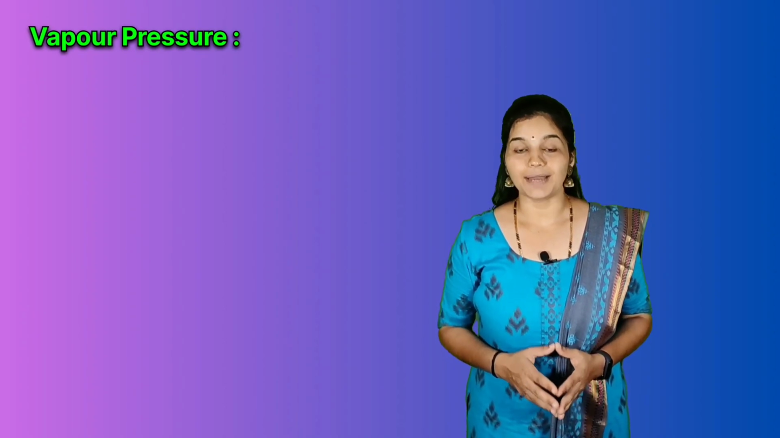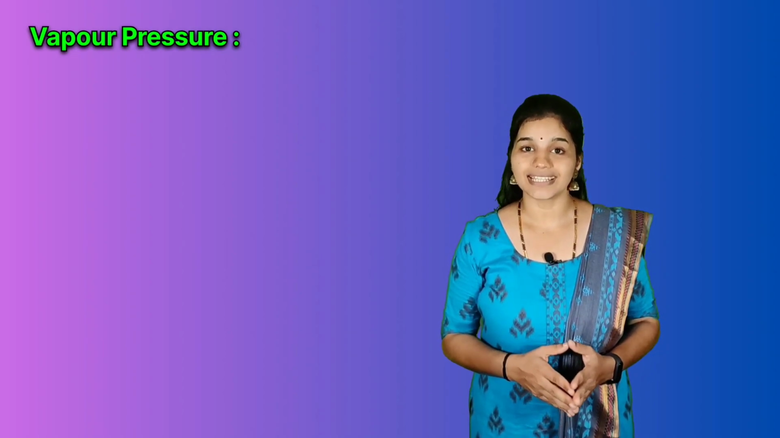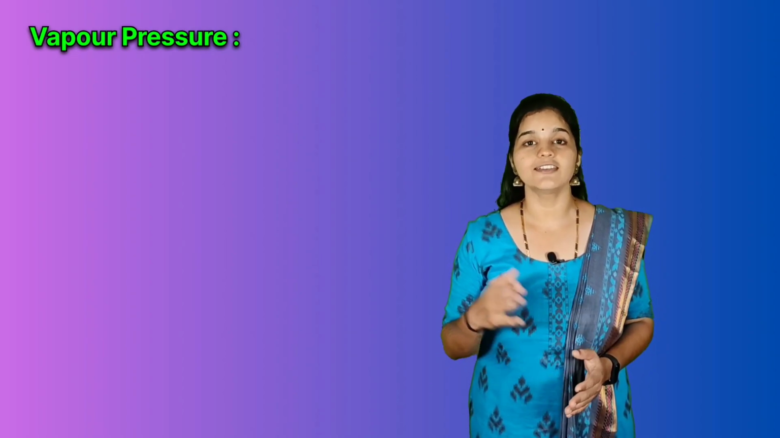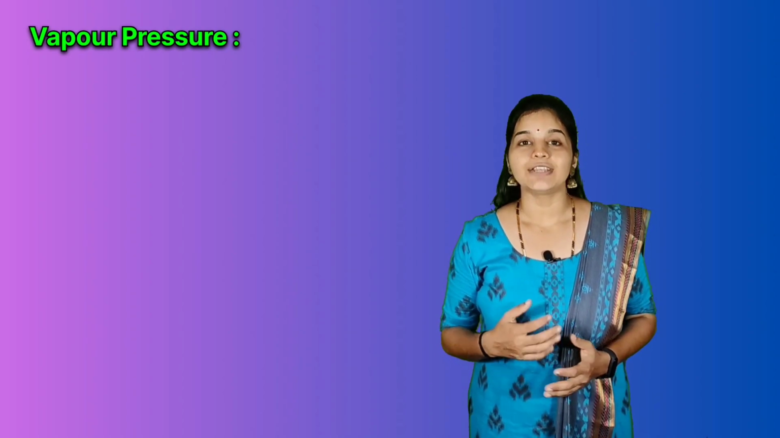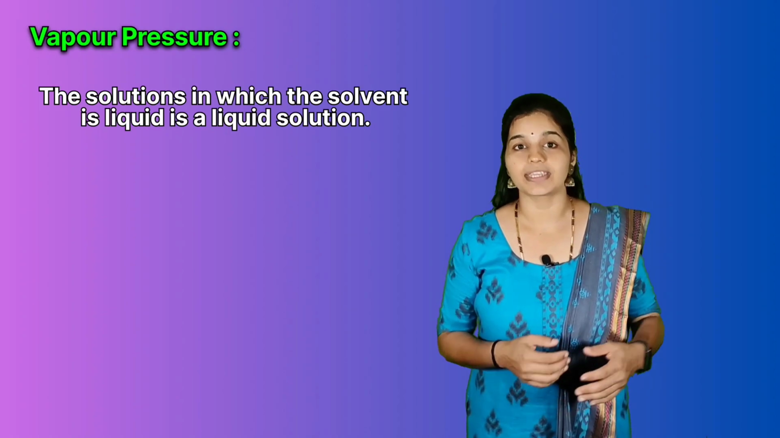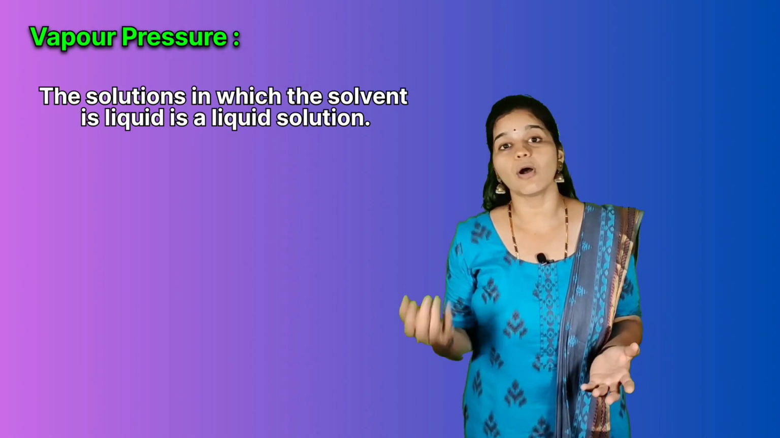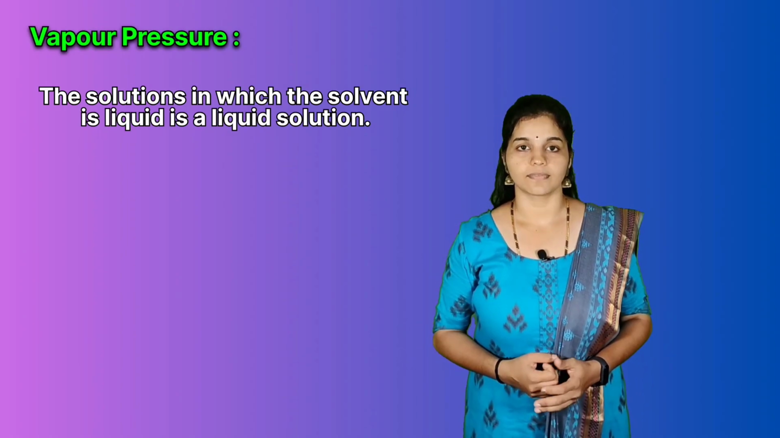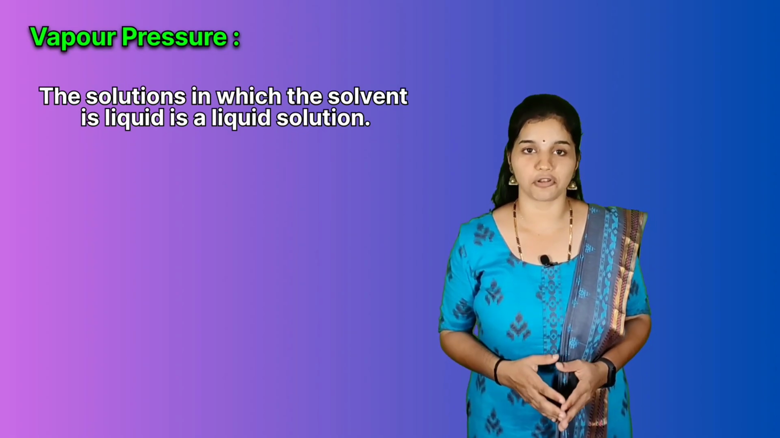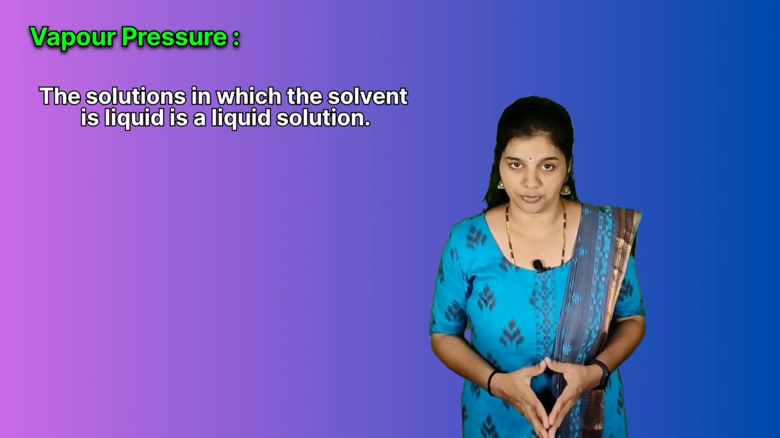Now, let us study about the vapor pressure. We will be discussing about vapor pressure of liquid solutions, especially the vapor pressure in case of liquid in liquid solutions and solid in liquid solutions. Can you tell me what liquid solutions are? Exactly. The solutions in which solvent is liquid are called liquid solutions. So, solute here can be a solid, liquid, or it can be a gas. Here, generally, the liquid solvent is volatile and the solute may be volatile or it may not be.